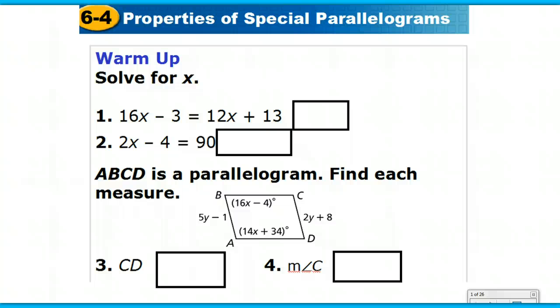Geometry, Chapter 6, Section 4, Properties of Special Parallelograms. Pause the video and warm it up. Come on back and check your work.